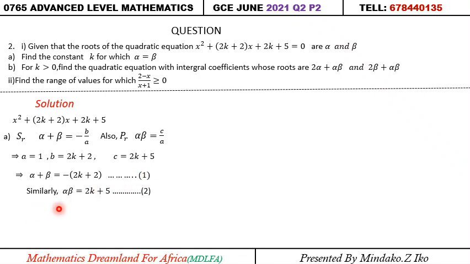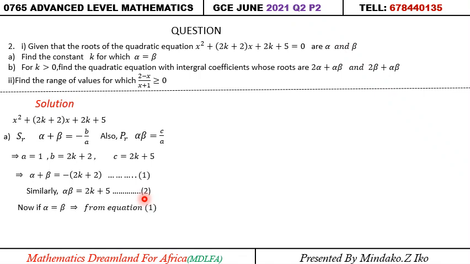Now similarly, our product of roots, which is c divided by a. This is my c and my a is 1. So I will take my c, then divide it by a. My c divided by a is 2k plus 5 divided by 1, and 2k plus 5 divided by 1 is still 2k plus 5. So I can call that equation 2.